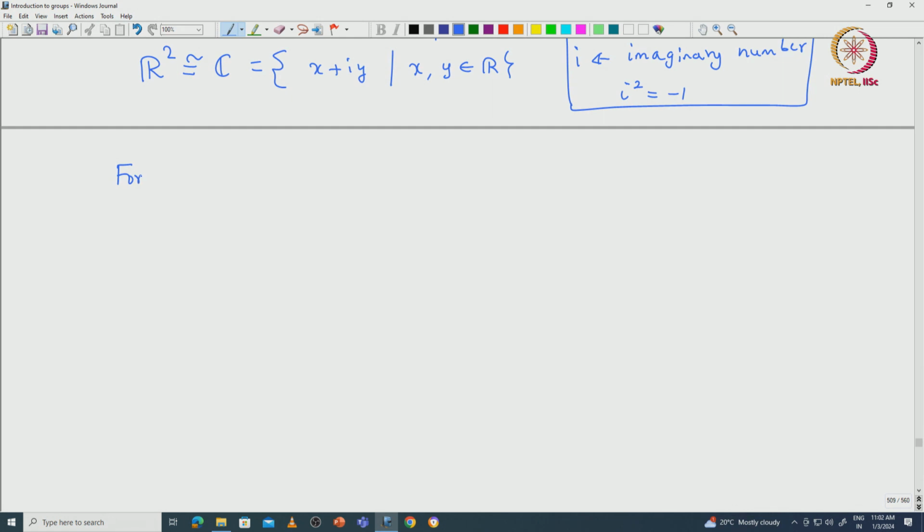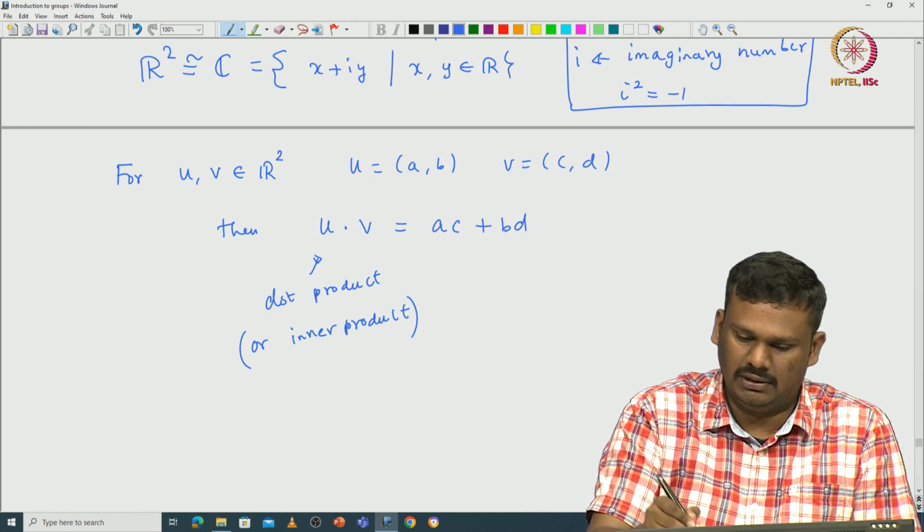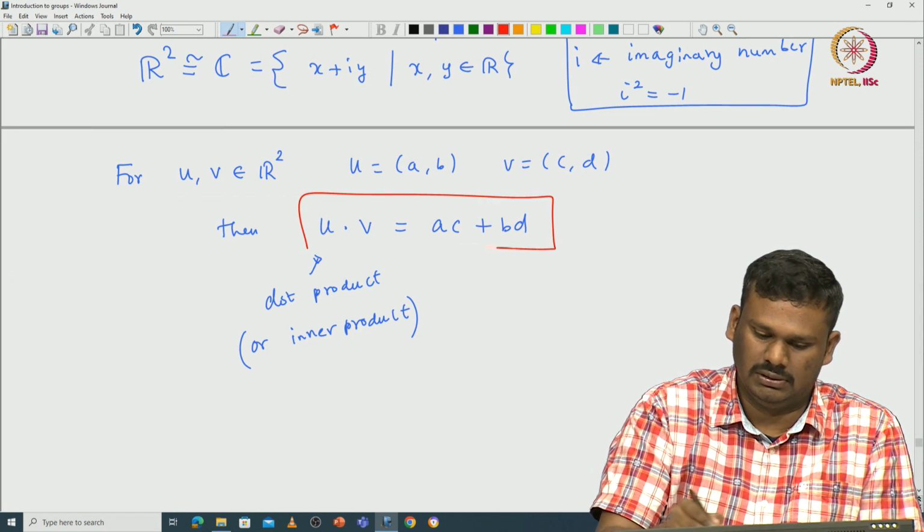For u comma v in R2, write u equal to a comma b and v equal to c comma d. Then the standard inner product, denoted by u dot v, also called the dot product, is defined as follows: you first multiply the x coordinate terms, which is ac, then you add bd. This is the definition of the dot product.